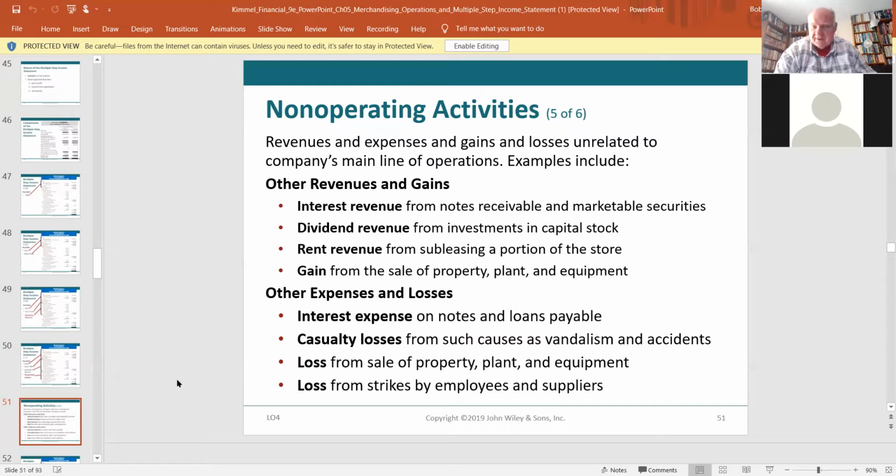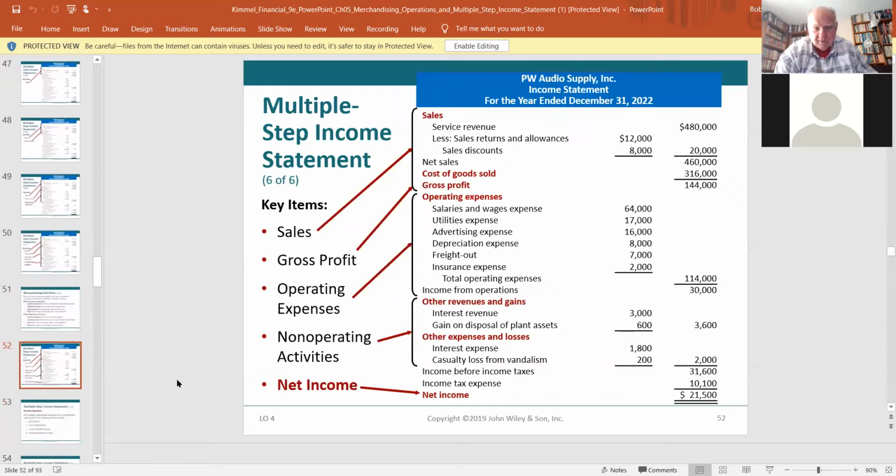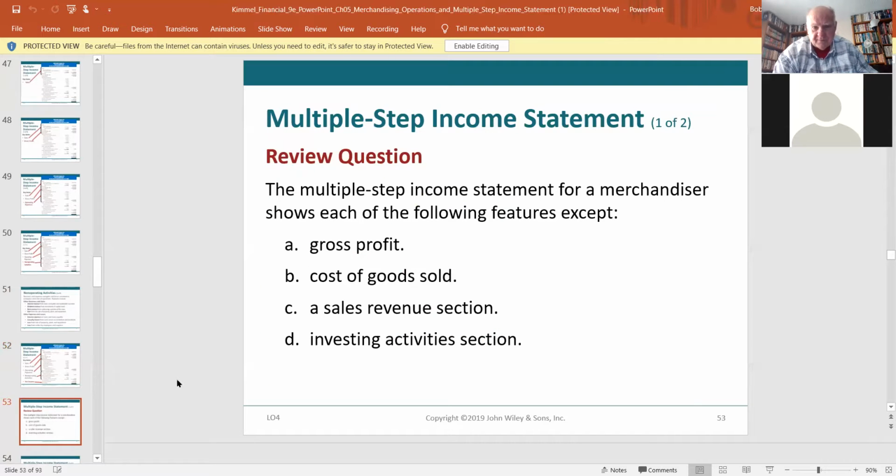Interest expense, interest is always other. Taxes are always other, and a few others we can think of. So there's our final multiple step income statement. I know in your homework, you're going to have to put a few of these together. Just take a deep breath. You go step by step, divide and conquer.